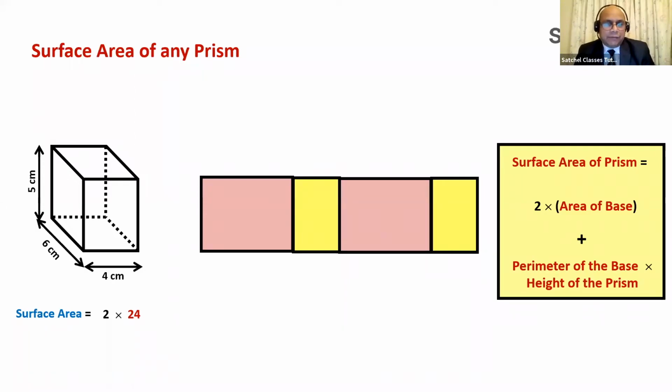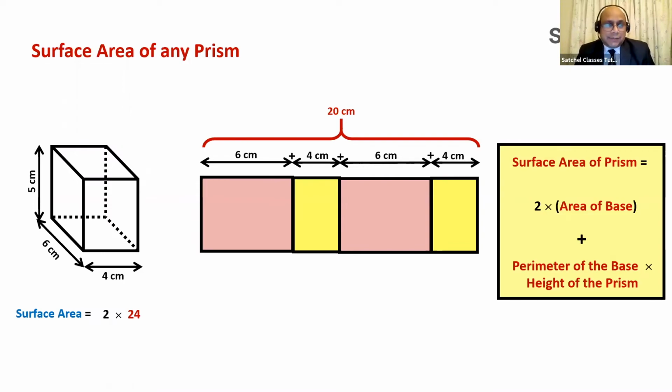Remember, how did we find area of the walls? We had height of the prism times the perimeter of the base of the prism. The perimeter of the base, as you can see, is 6 plus 4 plus 6 plus 4, right? Which is 20 centimeters, because the base is a rectangle with dimensions 6 centimeters and 4 centimeters. You multiply it by the height of the prism, which is 5 centimeters. What's 20 times 5? It is 100. And 2 times 24 is 48. So your final answer would be 148 centimeters squared.